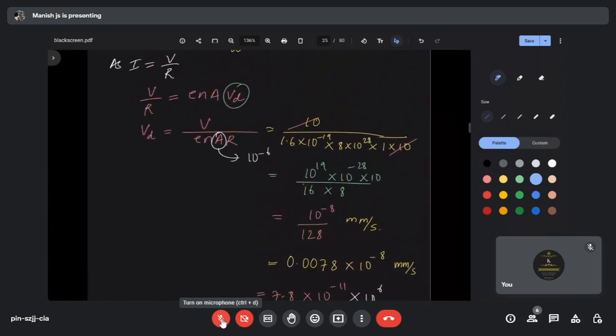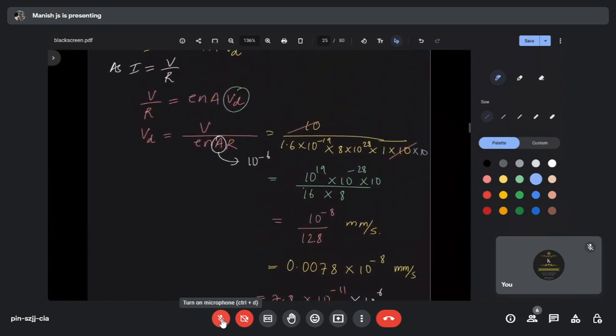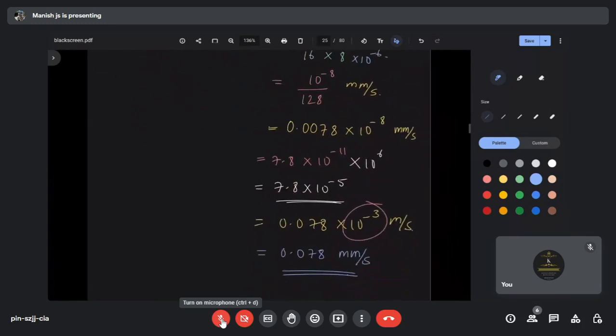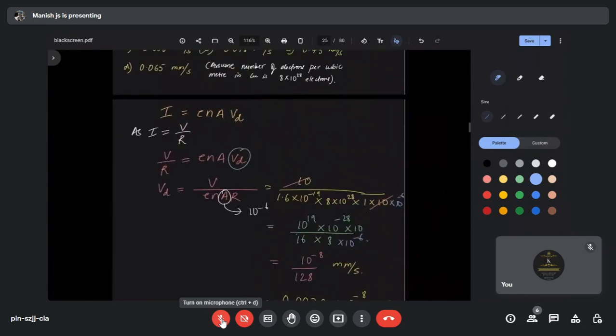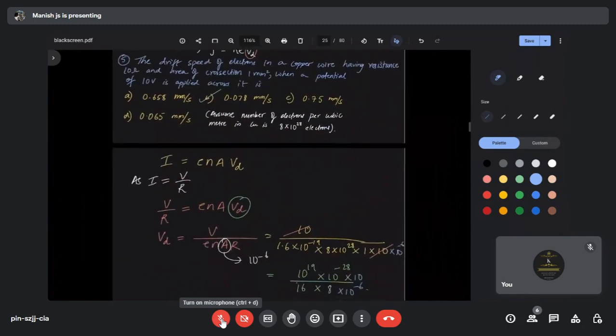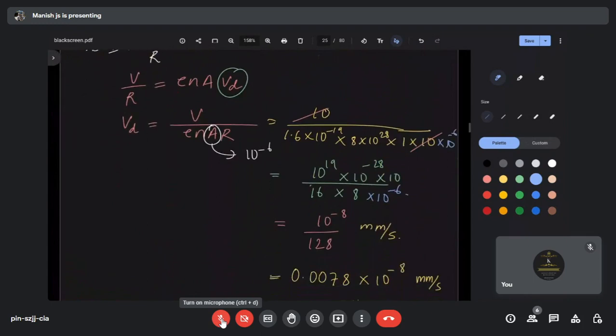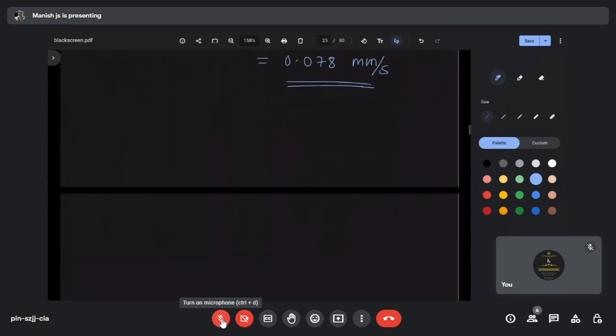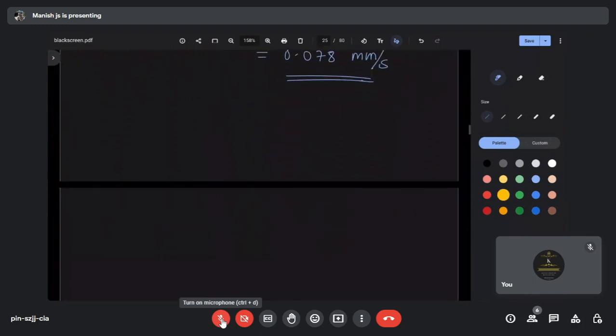Is it clear? Yes, sir. Yeah. So here I'm including that 10 power minus 6 also. Simple. So that is the value. So the answer is option B for this question. Okay. Moving on to the next one. We look at the next model also.